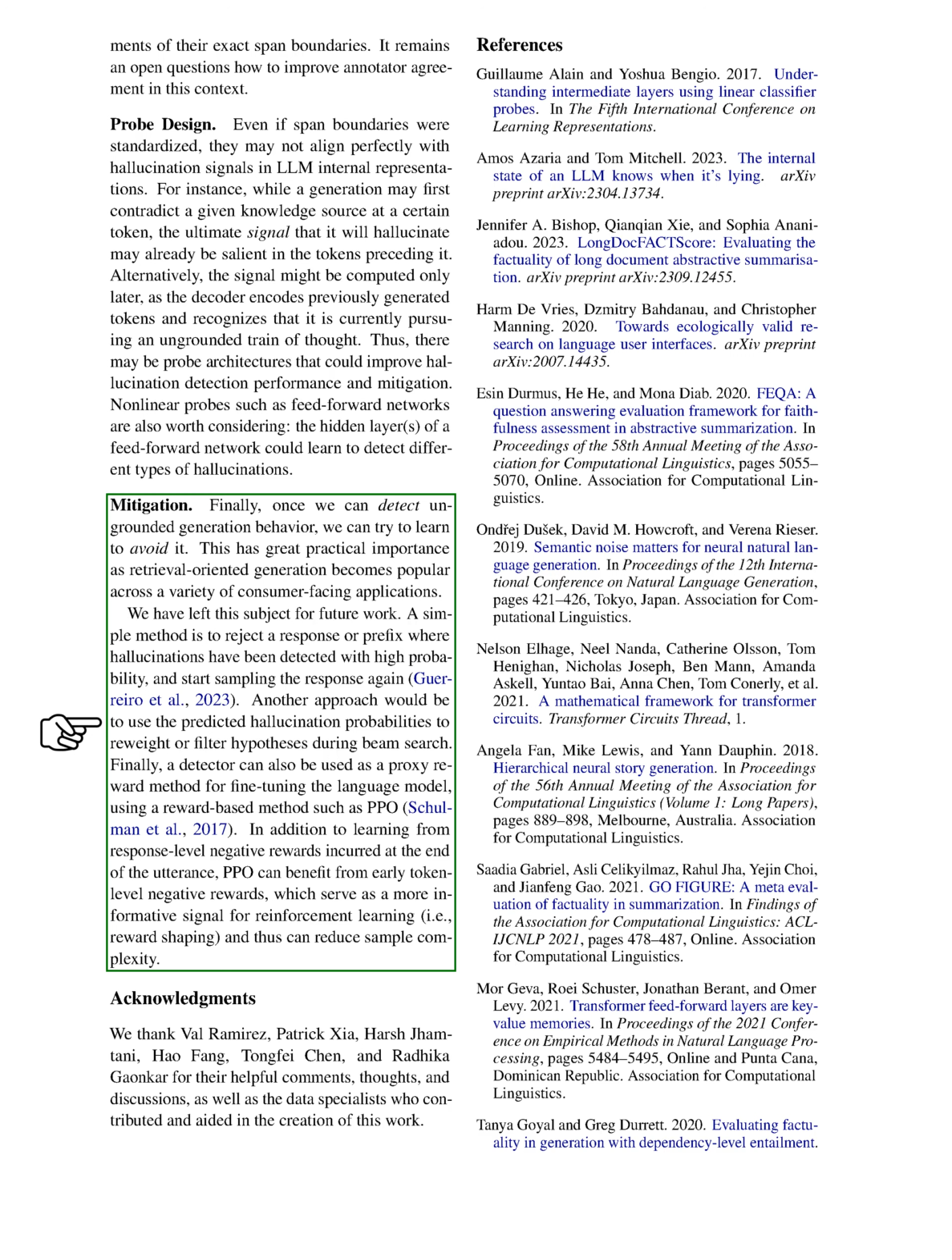Lastly, we could use a detector as a way to fine-tune the language model by using a reward-based method like proximal policy optimization, PPO. In addition to learning from negative rewards at the response level that are given at the end of the utterance, PPO can also benefit from negative rewards at the token level that are given earlier on. These serve as a more informative signal for reinforcement learning, also known as reward shaping, and can help reduce the complexity of the samples.